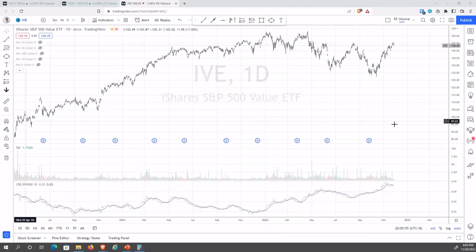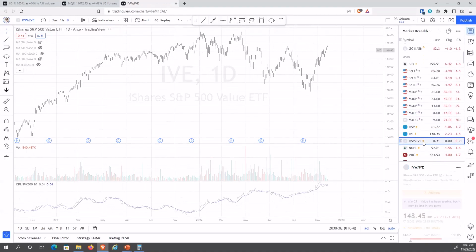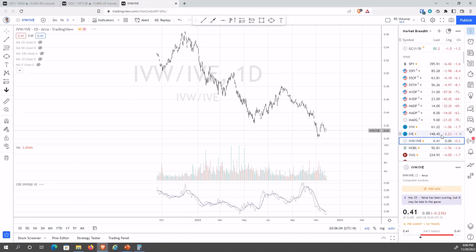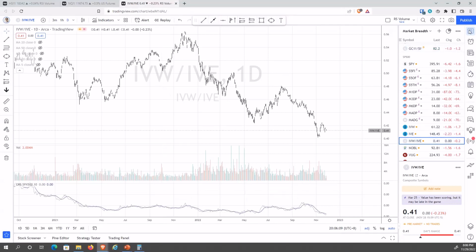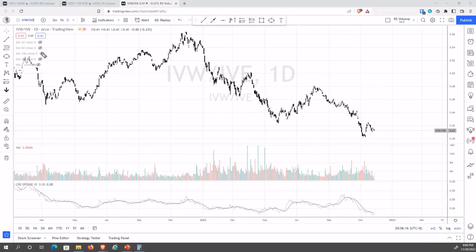But if we just dive straight into IVW versus IVE, this is the chart that can really tell us the story, because you can tell from this chart that the growth ETF actually peaked right at the end of last year. There's a peak right there, and subsequently there is a down channel, okay? This down channel means that IVW is definitely lagging IVE. It means that growth is lagging behind value since early this year, okay?